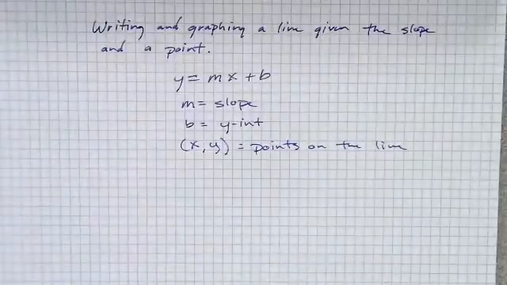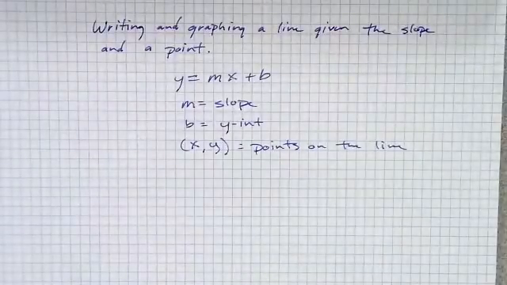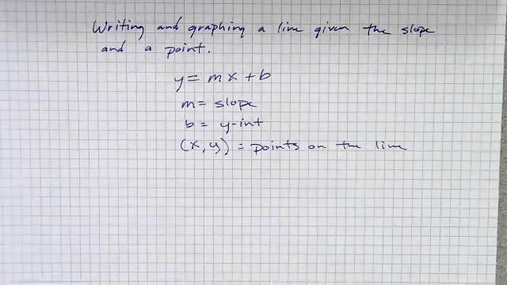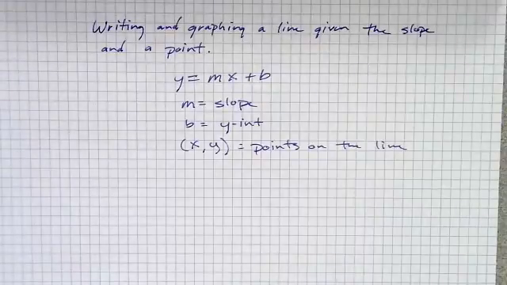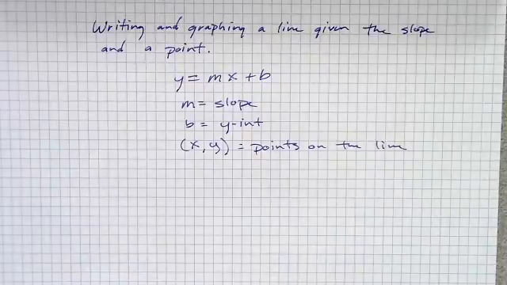Okay, so remember y equals mx plus b. We are given m, which is the slope, b is the y-intercept, and then x and y we can plug in for points that are on the line.